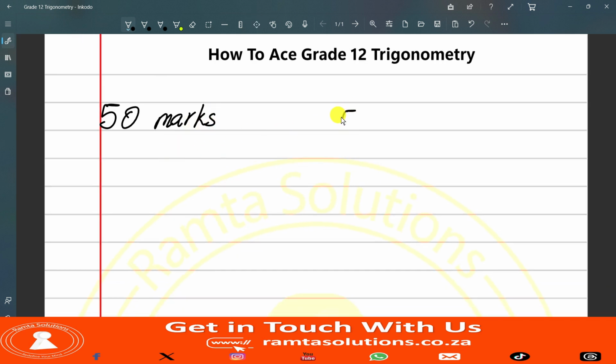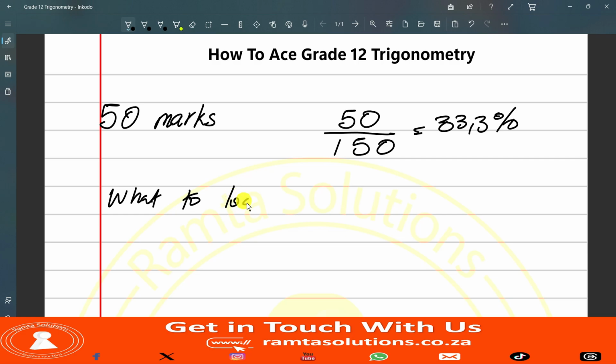You know that your paper is equal to 150. So mastering this topic means you have 33.3%. So this topic accounts for 33.3% of your mathematics paper 2 exam. So you can see that this topic is quite important. All right. So now, what to look out for?